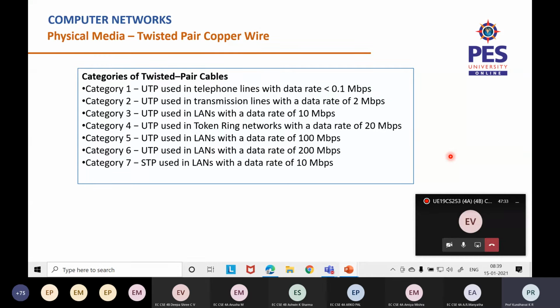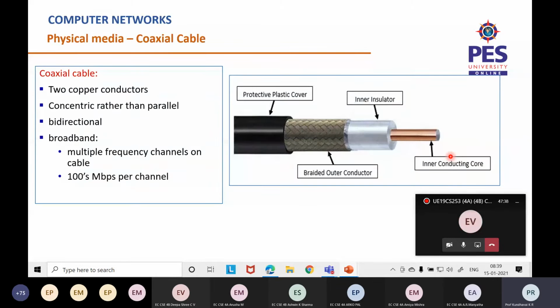Fine. This is all about twisted pair copper wire. This is one medium that we have seen so far. Moving on to the next communication link medium, which is coaxial cable. So why this name? What do you mean by co? For example, coordinator or coordinates. Co means working together.